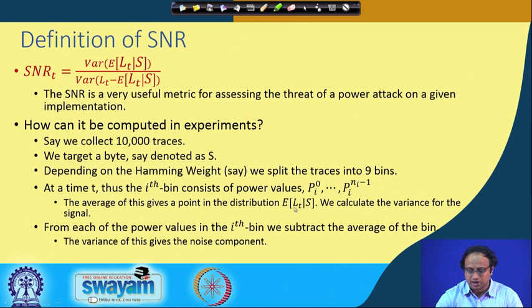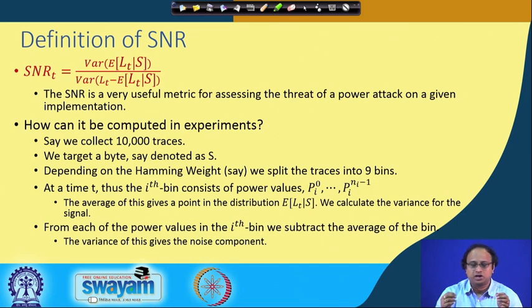So we calculate the variance for this signal. Note that for every Hamming class I will get a corresponding average, and therefore if there are 9 classes, I will get 9 points, and I can compute the variance of this distribution. Each mean is essentially a point on my distribution, and the variance of this distribution gives me the variance of E[LT given S], which is the numerator of my SNR definition. And now I want the denominator.